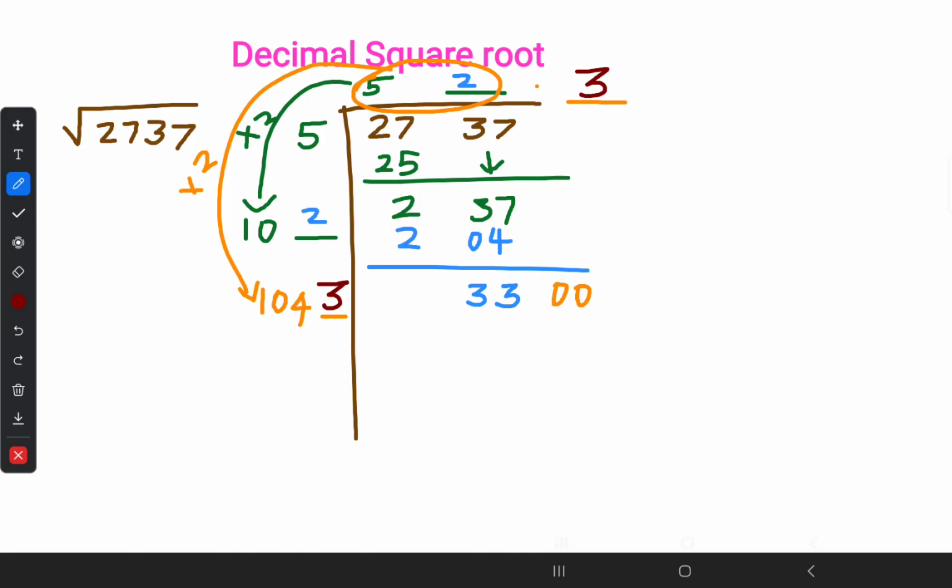1043 times 3, that's 3129. Now let's subtract this. It's 1 7 here 1.